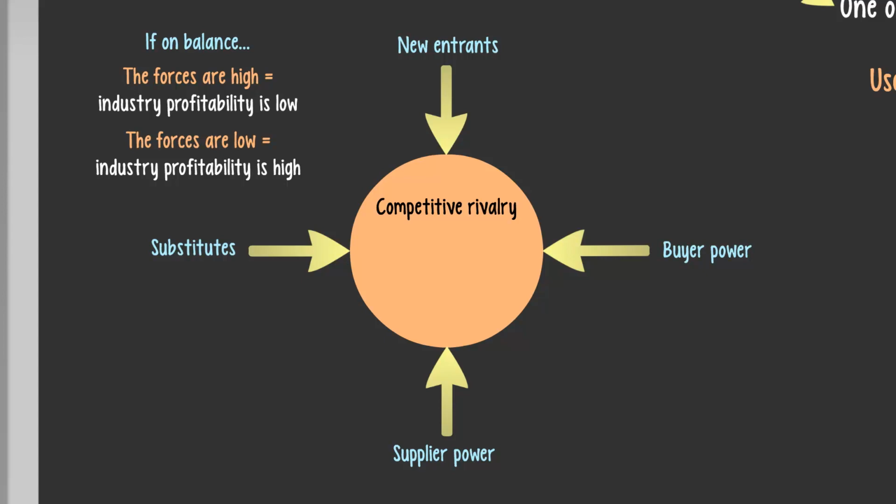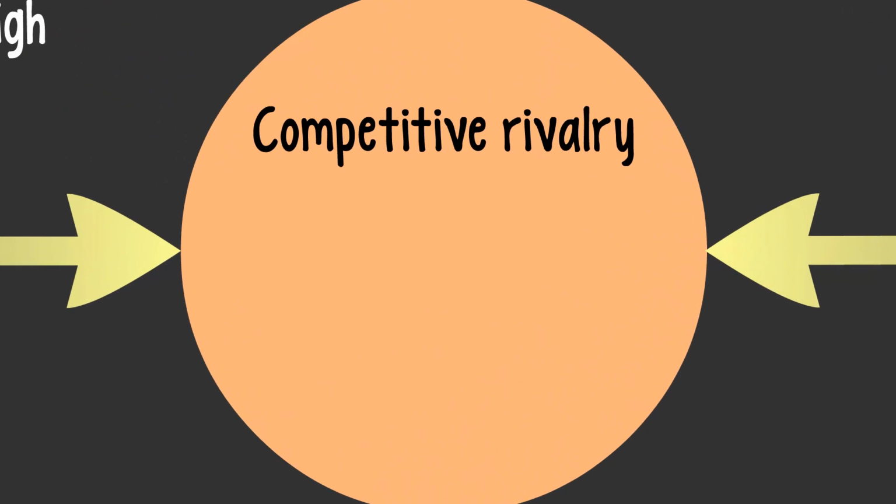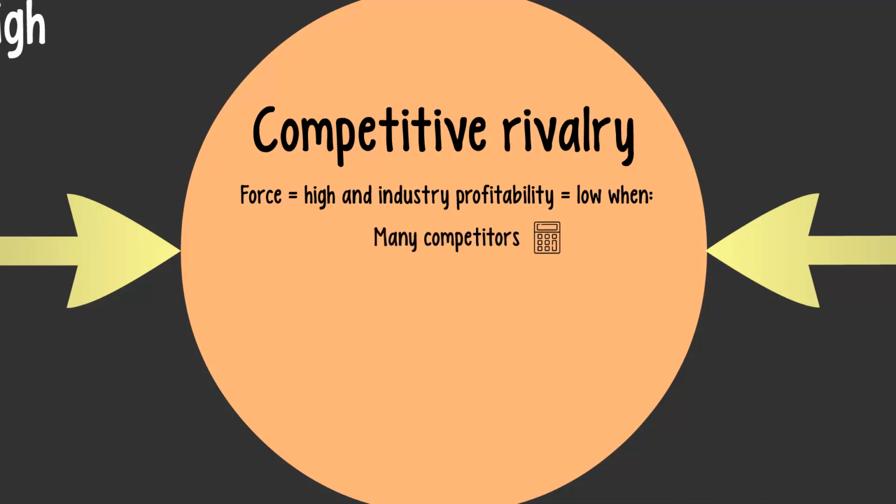Okay, so let's take a look at these 5 forces in more detail, and we're going to start right in the center with competitive rivalry. So just thinking about competitive rivalry, the force is going to be high, and so industry profitability low when there are lots of competitors. And that kind of makes sense, doesn't it?